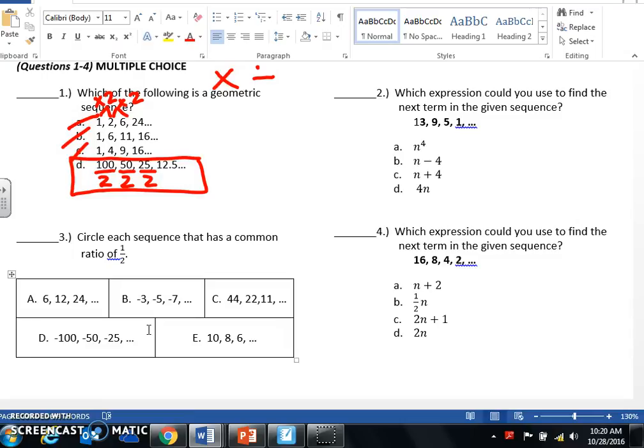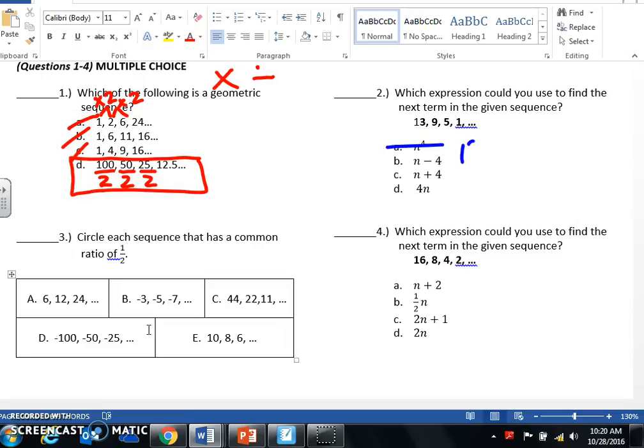For number 2, which expression could you use to find the next term? This is a great time to use your calculator, ladies and gentlemen. So let's start off with the first term, which is 13. I'm just going to plug it in for n. So 13 to the 4th. I don't even have to use my calculator, but I can. So if I put that into my calculator, 13, that y to the x button, and then to the 4th, and press enter, that gives me 28,561. That is definitely not the next number in that sequence. So in no way is A going to be true.